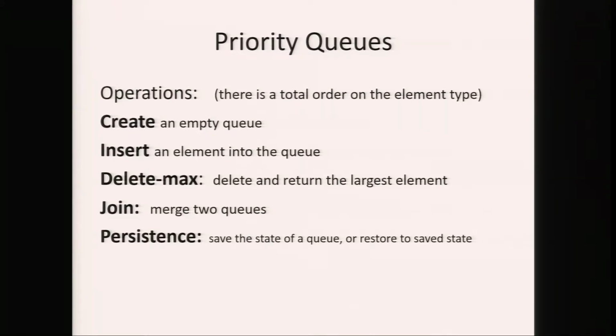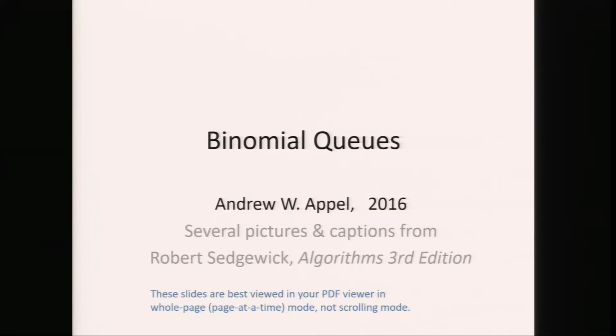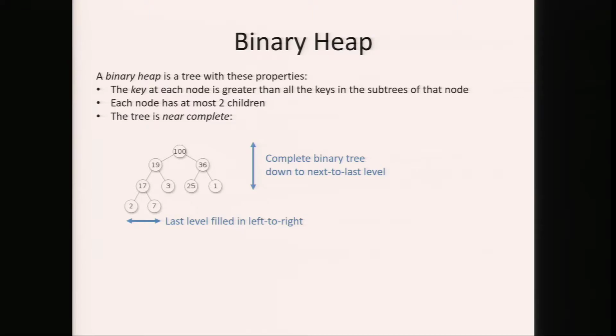And then persistence. Well, we're programming in a pure functional language. Persistence is like easy. It's the default. So we're already in good shape with balanced binary search trees, but we would like to do better. So there's an algorithm called binomial queues or binomial heaps. It dates from about 1978. And it's easily implemented as a pure functional data structure.